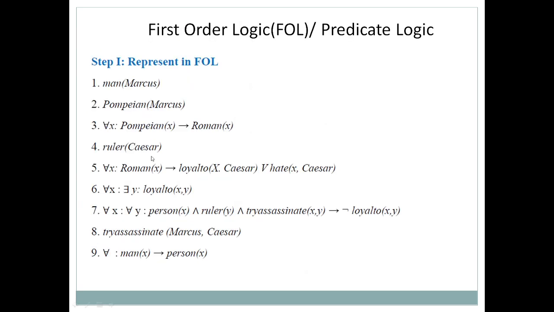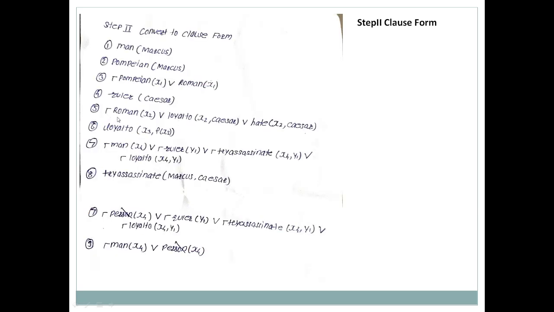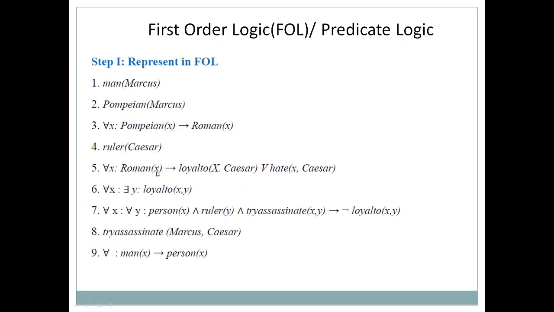First of all we need to remove this symbol, we have done this, and on the left hand side term of this implication we need to apply a negation sign. So negation of Roman, and here x is there, here we have used x1, so here we are going to use x2.